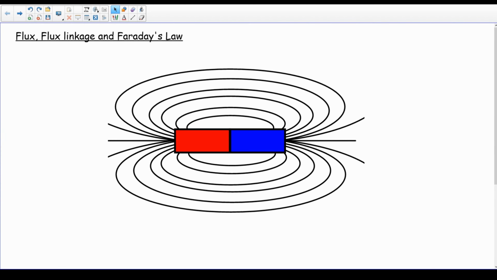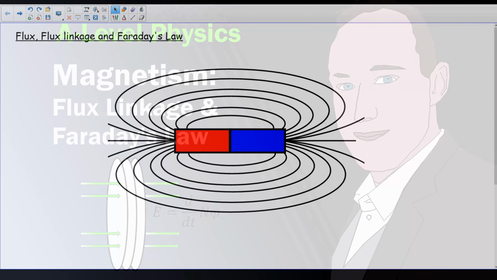Okay, ladies and gentlemen, in this episode we're going to take a look at magnetic flux linkage, and what's the difference between those, and how this leads us to Faraday's law of electromagnetic induction, which is the basis for how we actually generate electricity. So let's get to it.